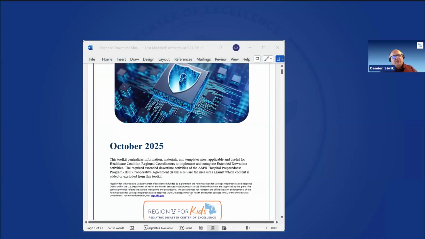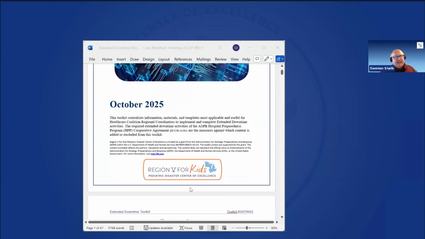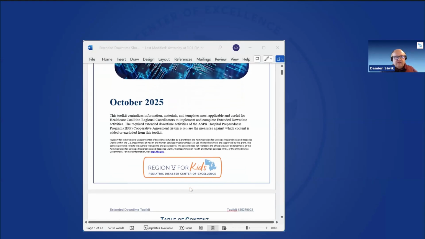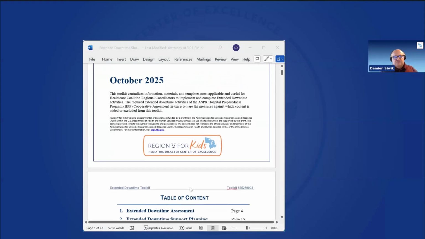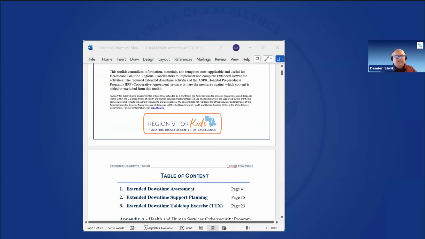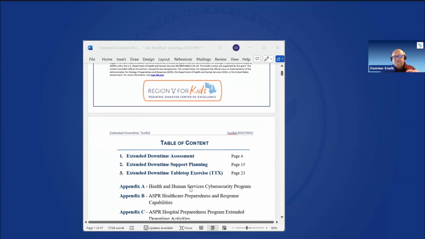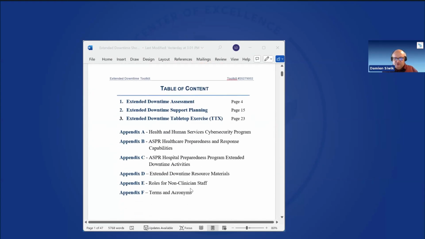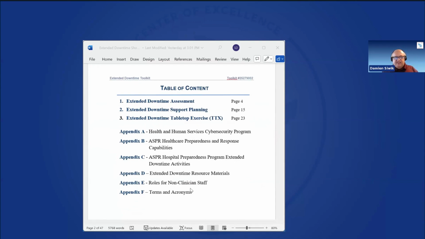The toolkit writ large is based loosely on the format and structure of HCEP materials, but adjusted to accommodate the toolkit in and of itself. We saw the table of contents, and I want to speak to those a little bit more before moving on. As mentioned, the toolkit has a form for an assessment, a template for support planning, and a template for a tabletop exercise. Also baked into the toolkit are 6 appendices of important extended downtime information and resources.